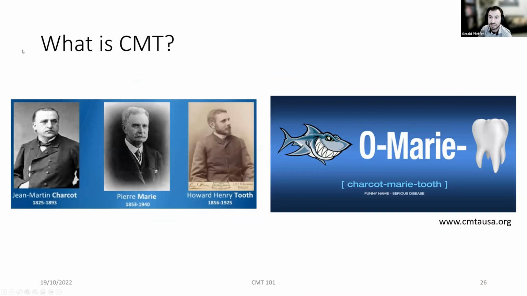So what is finally CMT? CMT was a condition originally described by these 3 physicians, Charcot-Marie-Tooth, and comedically has been represented using this picture from the CMT Association. Funny name, serious disease. I apologize that this image does not translate well to French. I guess this would be requin au mari dent. Anyway, there's a lot of cute little images that you can find of sharks in association with Charcot-Marie-Tooth disease, t-shirts and various other paraphernalia as a result. But it is, of course, a serious disease.